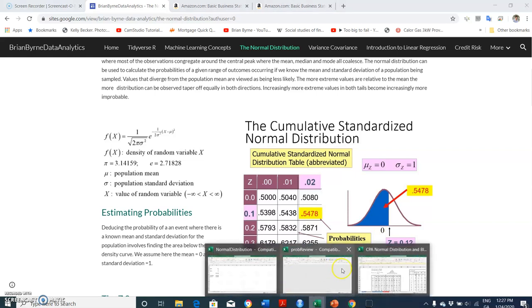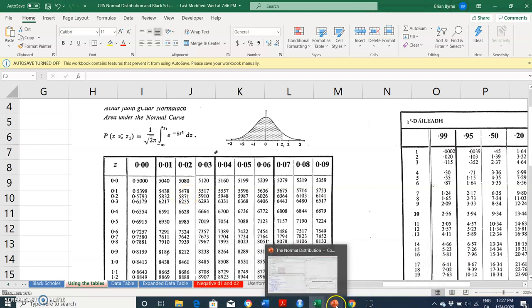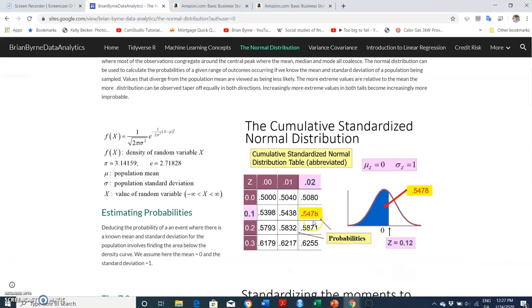I'll go back in here to these actual tables that I have. If we take the area under the curve going from 0 back, it's 0.5. If I want to read 0.12, I come down here to 0.12, and I come across to 2. And it's 5478, and it's assumed we know that in front of the 5478 there's a decimal place, so it's 0.5478. Okay, let's take a look at our page here. 0.5478, so it's the same result.